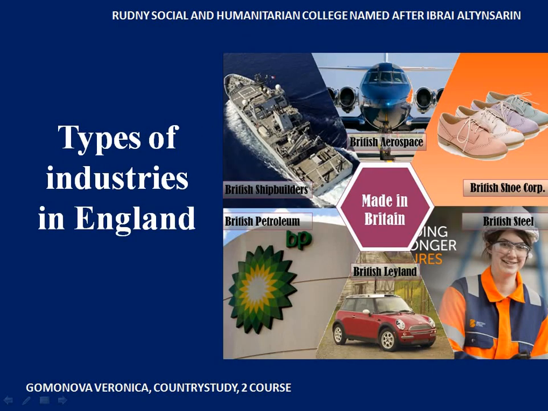What types of industries are there in England? In England there are a lot of industries connected with shipbuilding, aerospace. There are a lot of steel making corporations, automation, and so on.